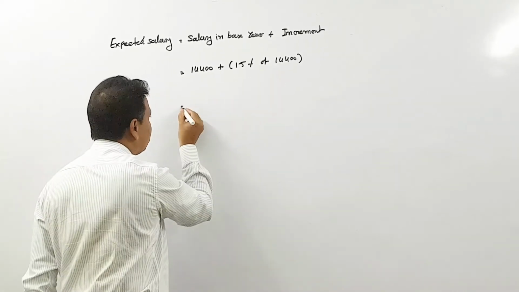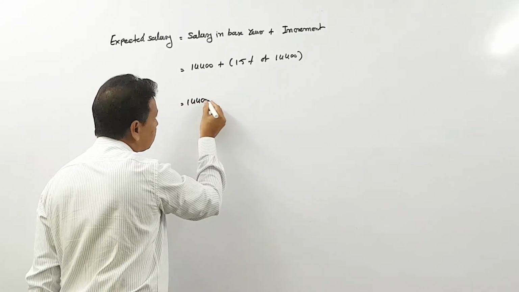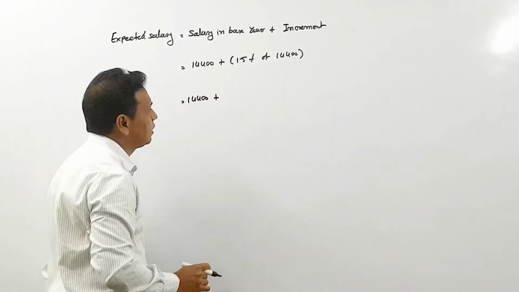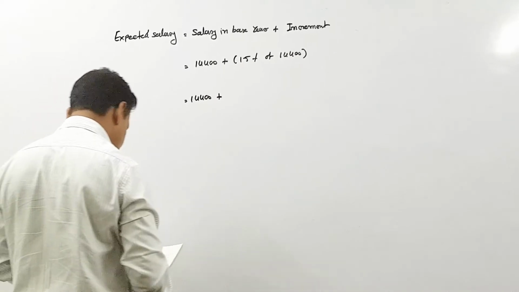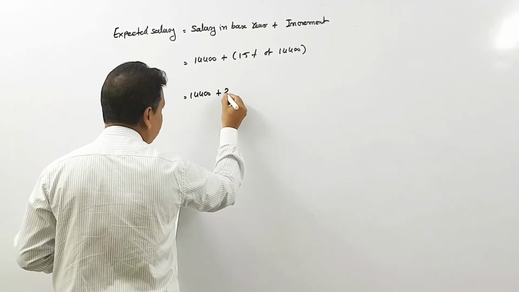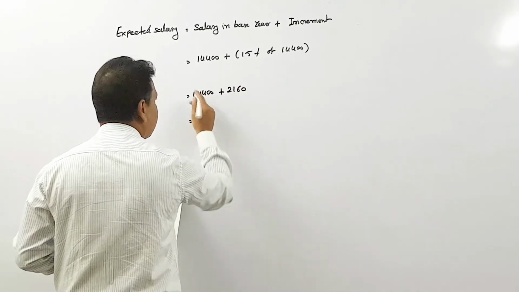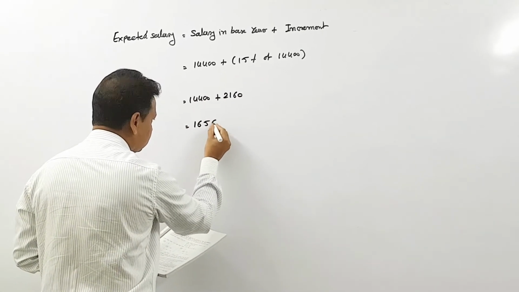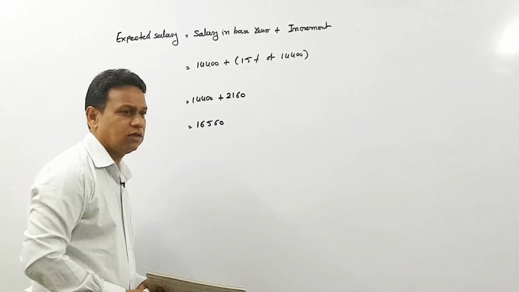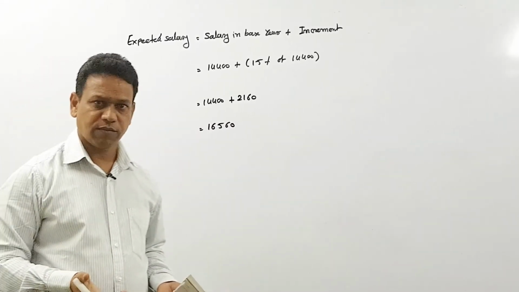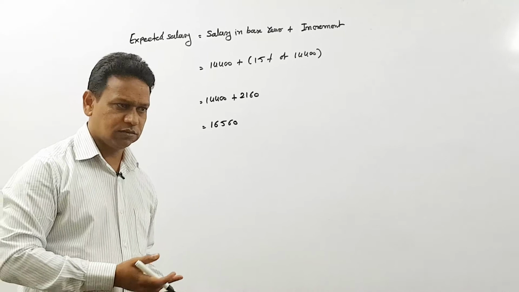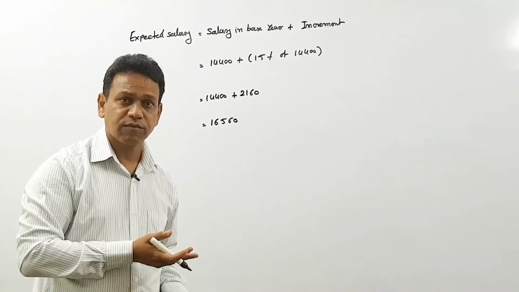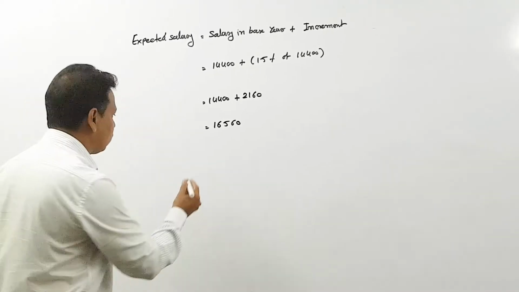At 115. So this is 14,400 plus 15% of 14,400, and that is 2,160. You can take the answer directly. It is 16,560. This is our simple answer. Okay, or you can make the accounting path.